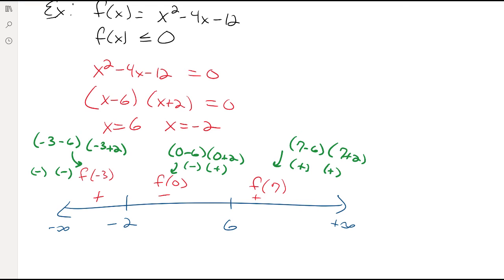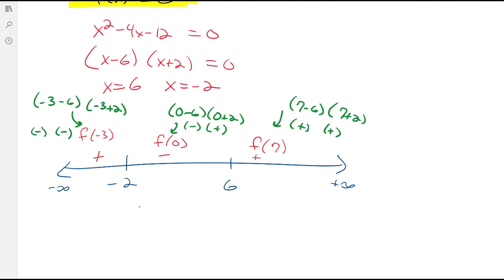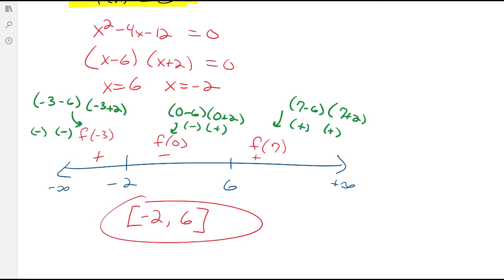Okay, so this time, what are we looking for? Are we looking for pluses or minuses? This time we are looking for minuses because we want to be negative. We want to be less than or equal to 0. Because we can equal 0, we also are going to include our endpoints. So the answer here will be including -2 up to 6, and we have to include both of those endpoints because it could be equal to 0.